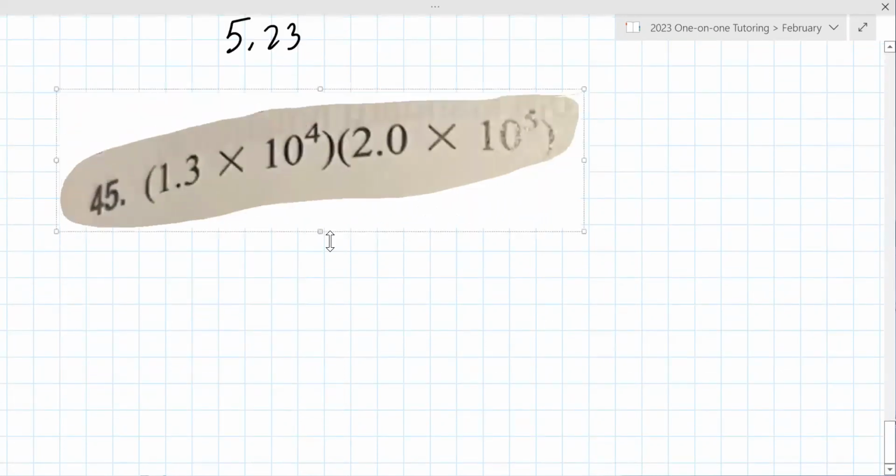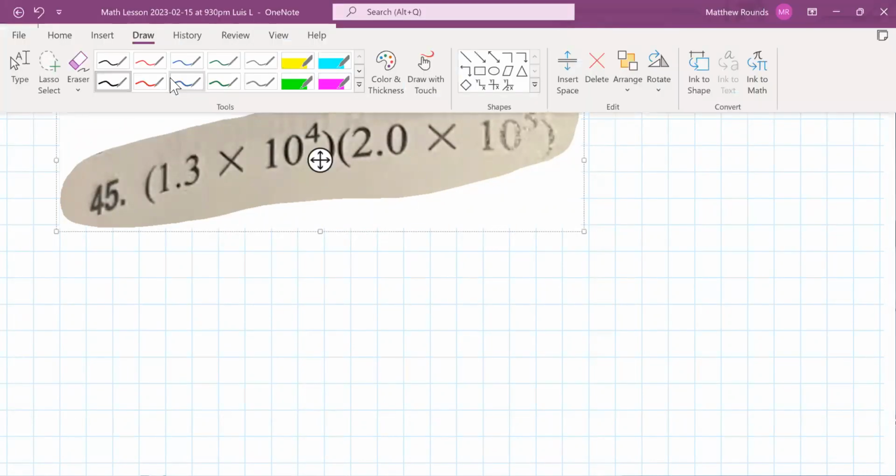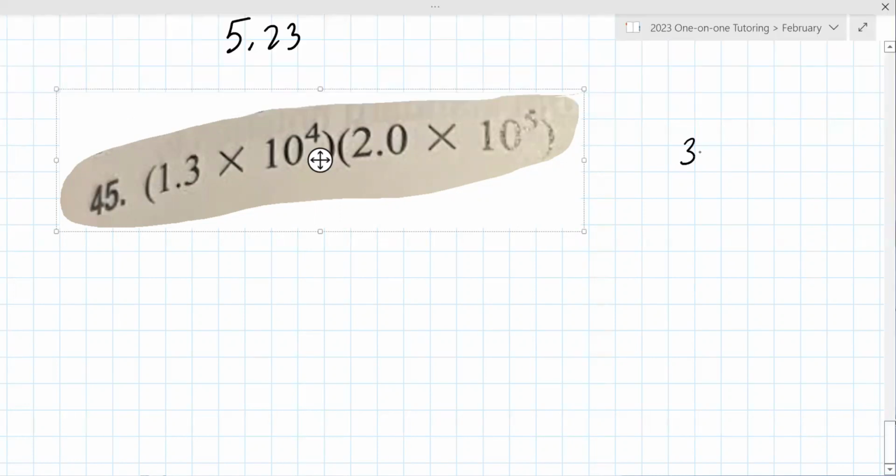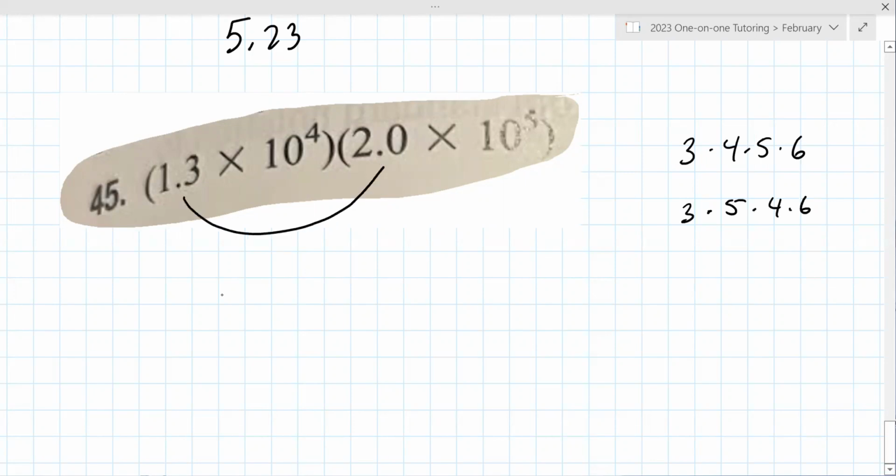Okay. So the analogy I'm going to make is, if I asked you to multiply 3 times 4 times 5 times 6, is this the same as multiplying 3 times 4 and then 4 times 6? Yes. So we want to do the same thing here. We want to take 1.3 times 2 and multiply those together. And then the 10 to the 4th times 10 to the 5th and multiply those together.